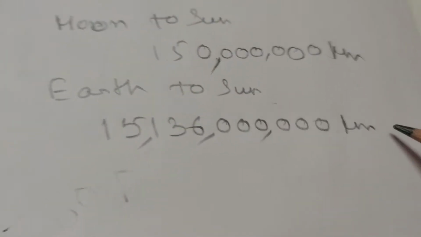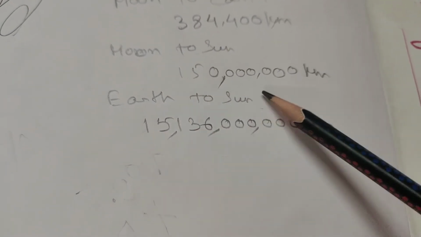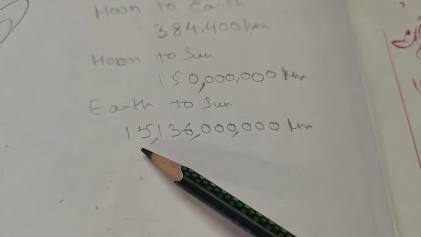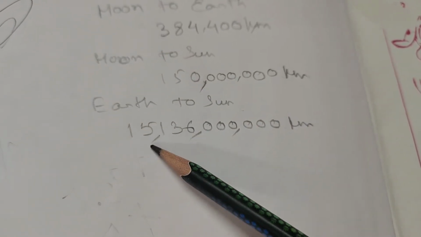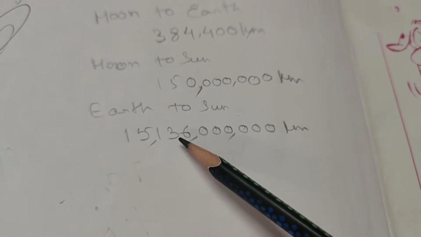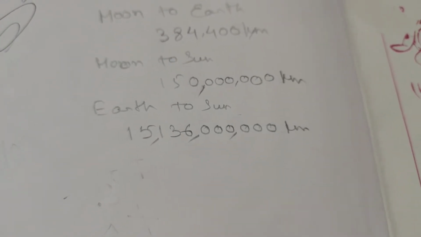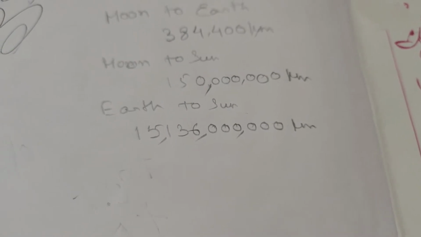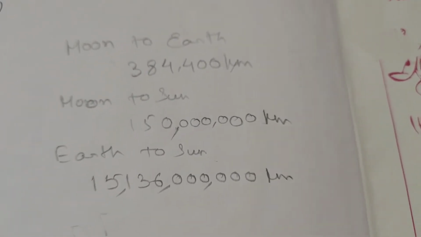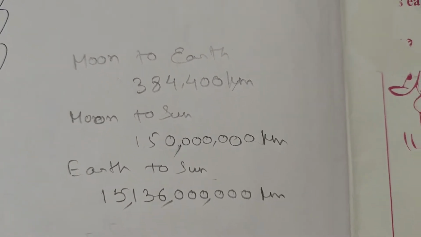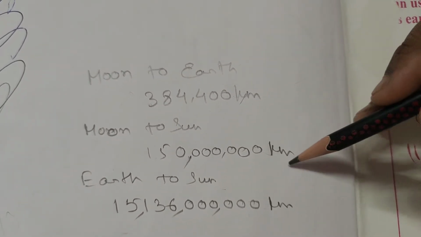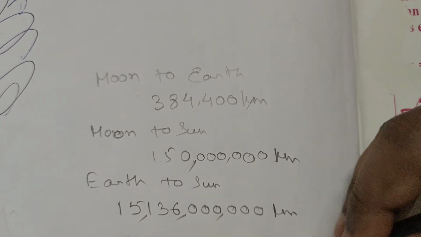What about this huge number? Earth to sun? It is 15 something, 136 million. So 15 billion 136 million or so. Frankly speaking, I don't know, but if you know, I'm very happy. But these are not in the standard form. When you are asked, you can say it.